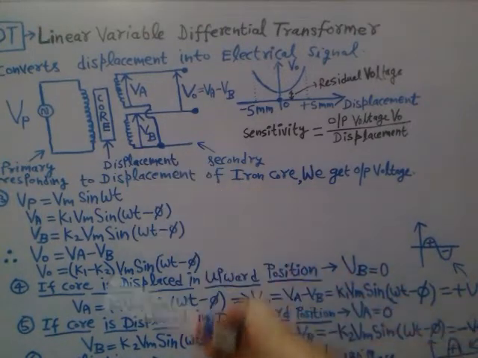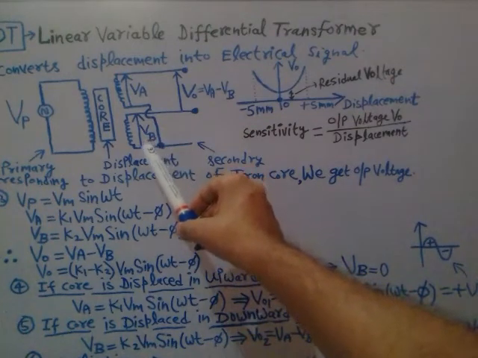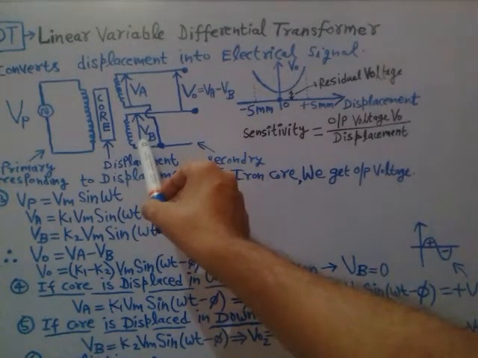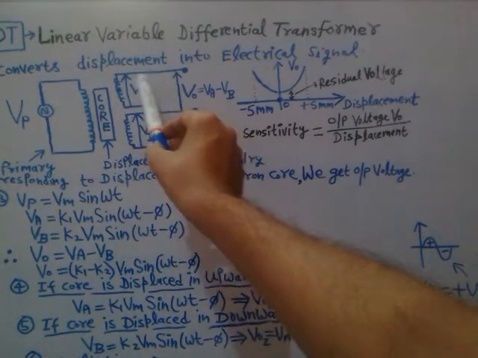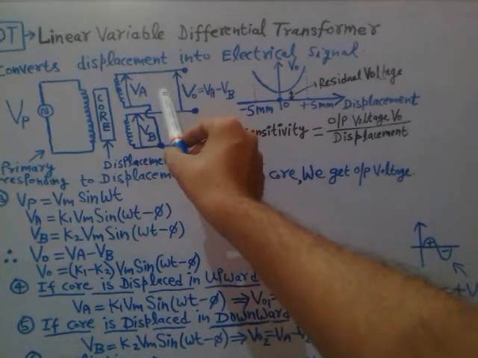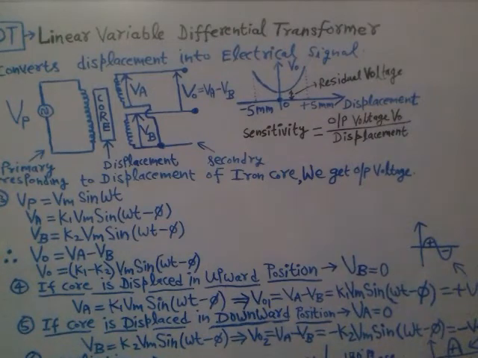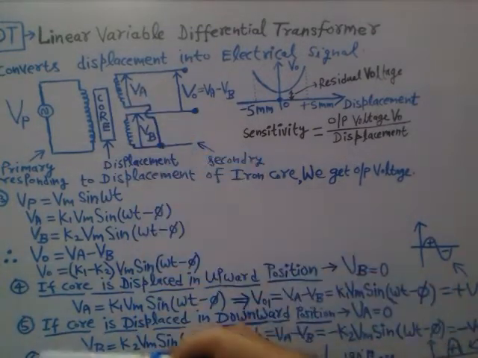That means the induced voltage that is present is only Vb. Only Vb will be present, and since no flux lines are linking with the upper part of the secondary winding in this case, induced voltage Va is ideally 0. So if the core is displaced in the downward position, Va is equal to 0 because no flux line is linking with the upper part of the secondary winding.